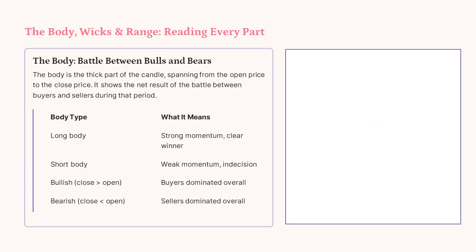Here's a key insight. The longer the body, the more decisive the victory. A long body shows conviction. A short body shows uncertainty. And remember, bullish means the close is higher than the open, regardless of what color your platform uses. Bearish means the close is lower than the open.